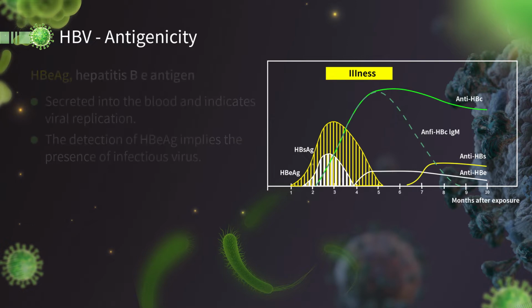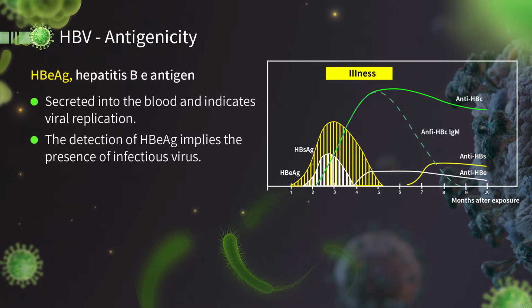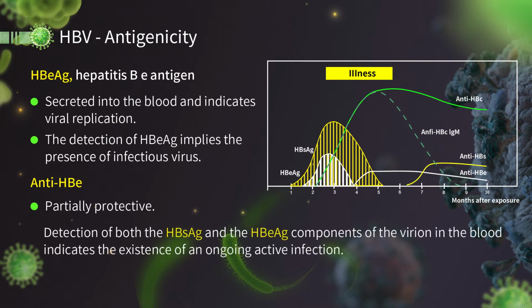HBe antigen, hepatitis B e antigen, is secreted into the blood and indicates viral replication. The detection of HBe antigen implies the presence of infectious virus. Anti-HBe antibody is partially protective. Detection of both HBs antigen and the HBe antigen components of the virion in the blood indicate an ongoing active infection.